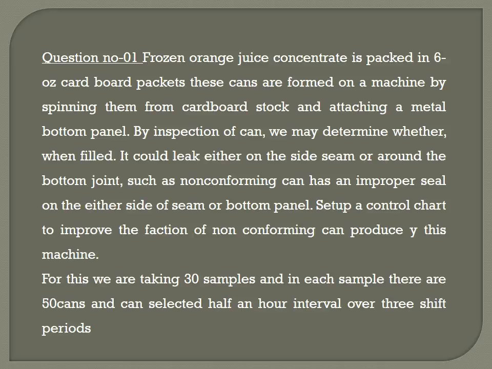We discuss the numerical problems. If frozen orange juice concentrate is packed in 6-ounce cardboard cans, these cans are formed on a machine by spinning them from cardboard stock and attaching a metal bottom panel.